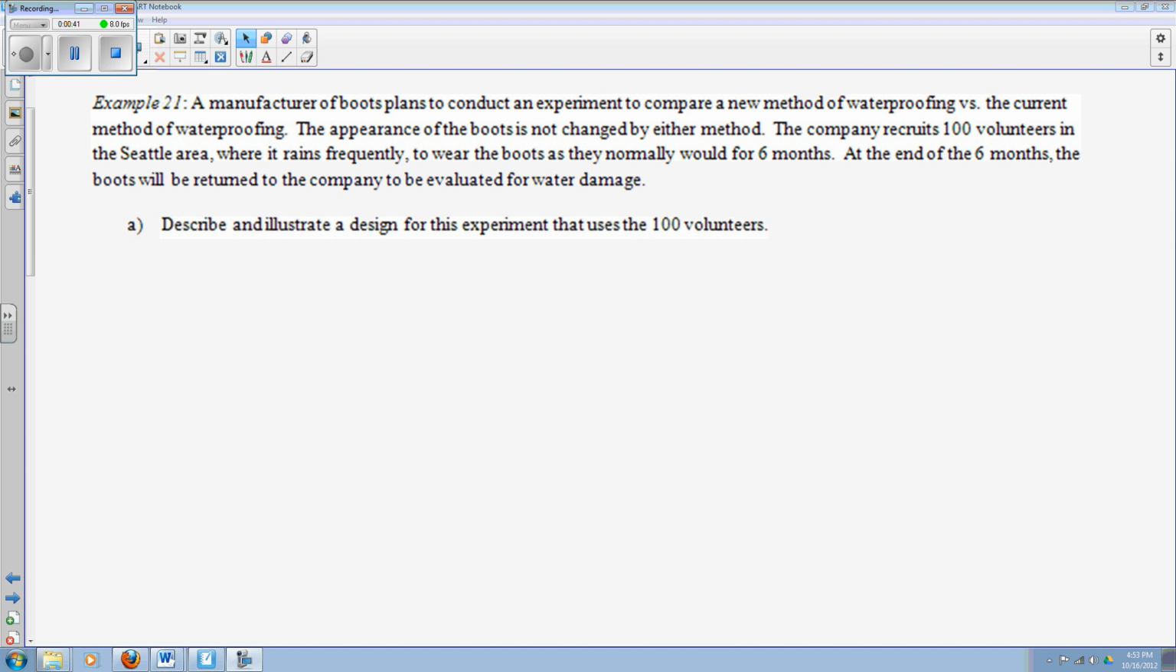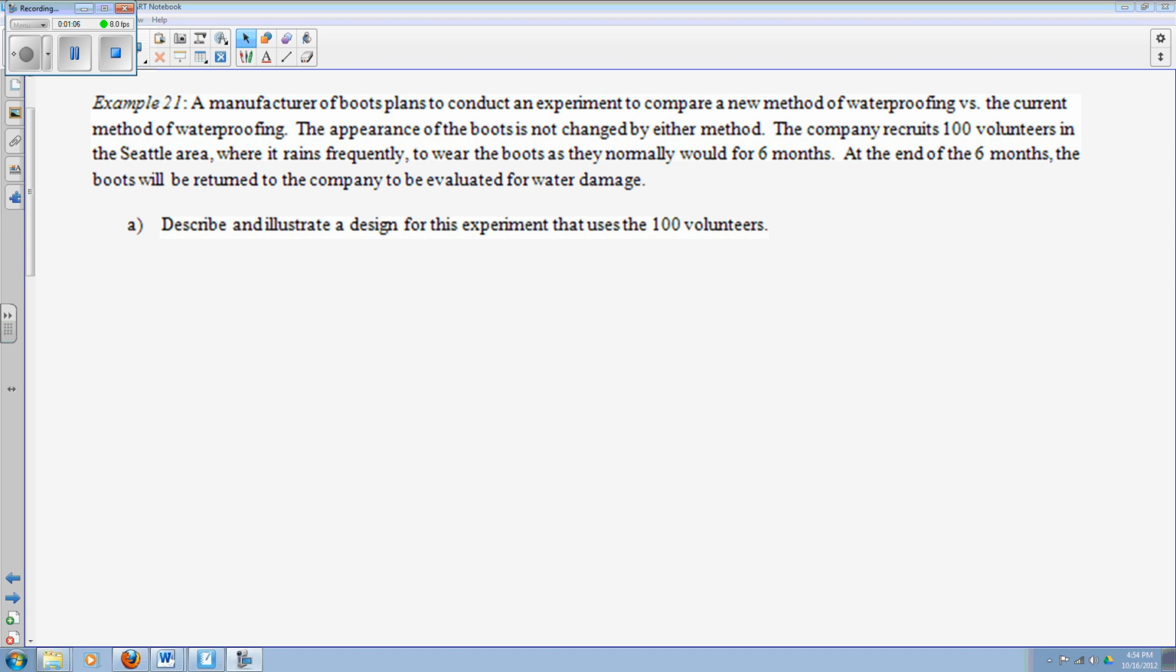So there are a couple ways to break this up. Okay? And so when you get a problem like this, you want to kind of start going through the options. We could do a completely randomized design, for the 100 volunteers, randomly assign them to the new waterproofing method versus the old, and see the wear and tear after 6 months.